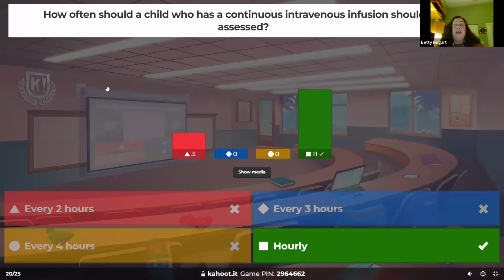You need to be checking it every hour. And most computer documentation now has a checklist that you check that you've done it every hour. Because remember, a little bit of fluid on an adult is not a big deal, but we even do it every hour on adults today.